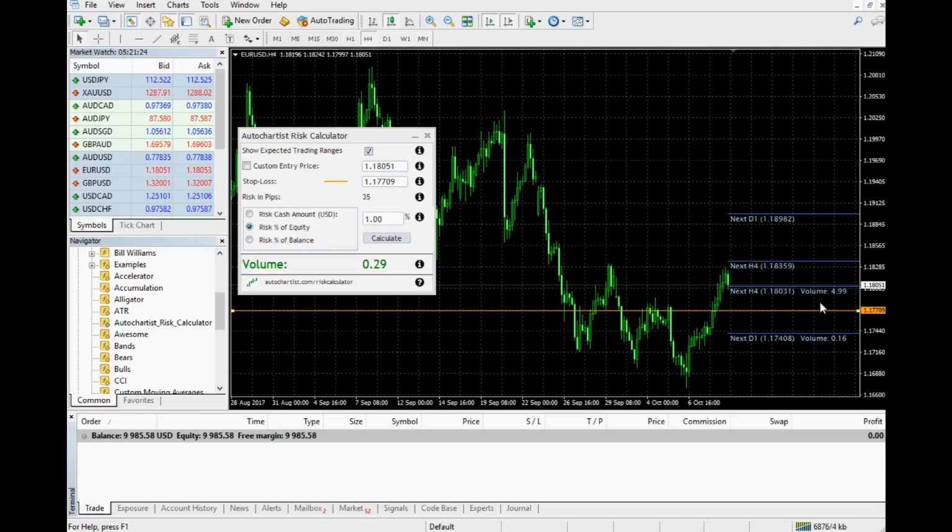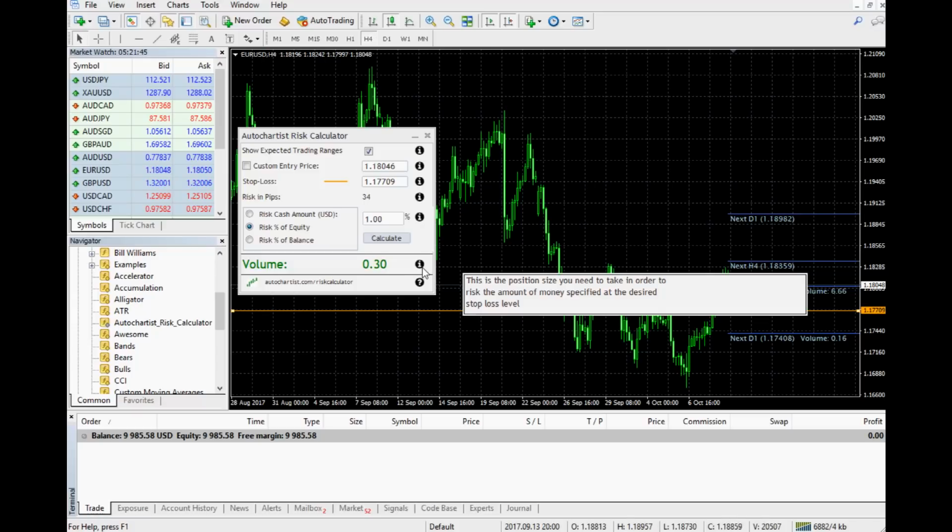In this example, to risk 1% of my capital with an entry at the current price and a stop loss at 1.74, we need to set a position size of 0.16. If you ever get confused about what each of the fields in the control panel mean, just hover your mouse over the information icons and you'll get a clear and simple explanation on each field.